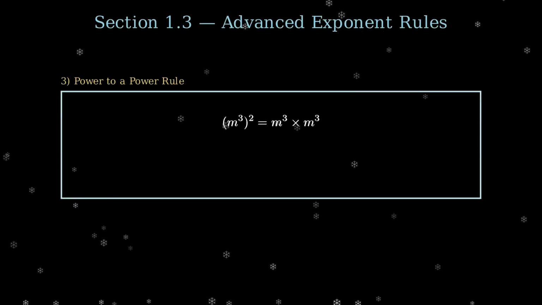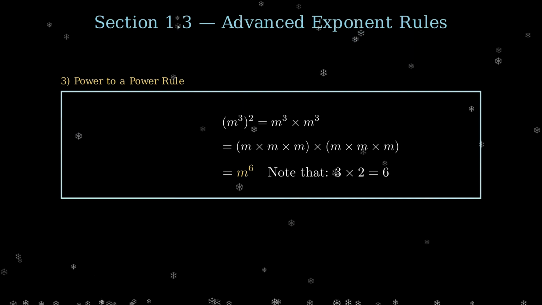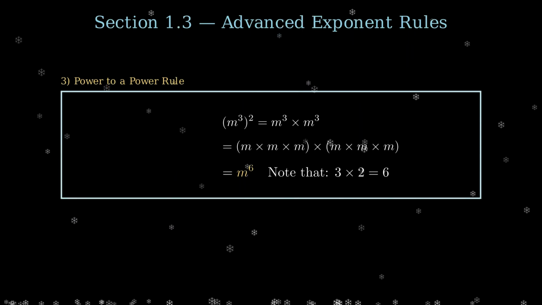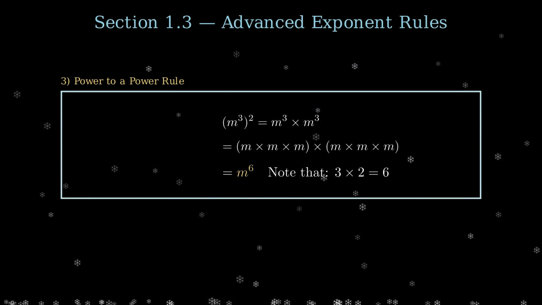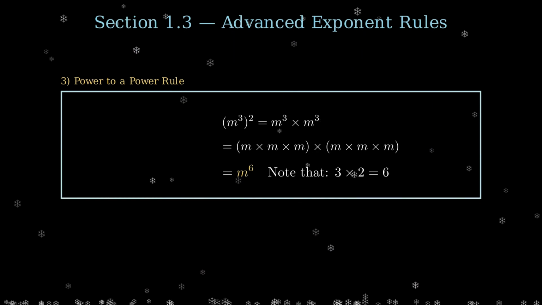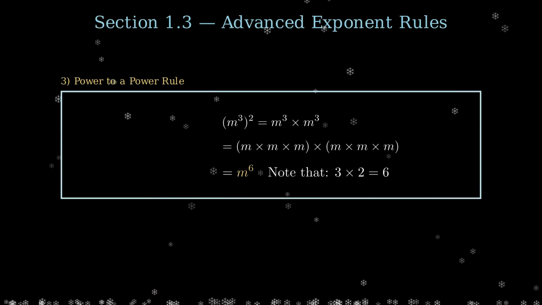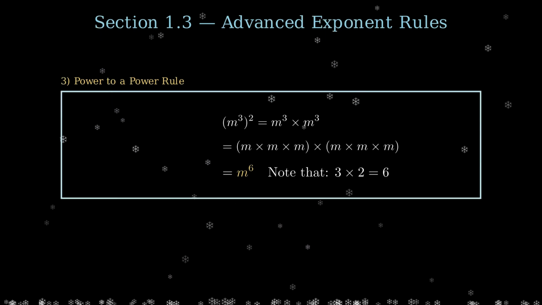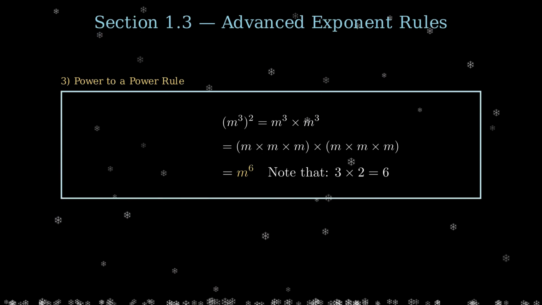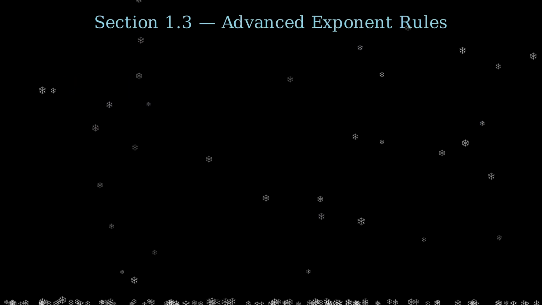Rule number 3. When you raise a power to a power, you multiply the exponents. For example, let's take m cubed and square the entire expression. This means we multiply m cubed by itself. By expanding each term, we get m times m, multiplied by another m times m. Count them up, and we get m multiplied 6 times, which is m to the 6th power. We can find this directly by multiplying the exponents 3 and 2.